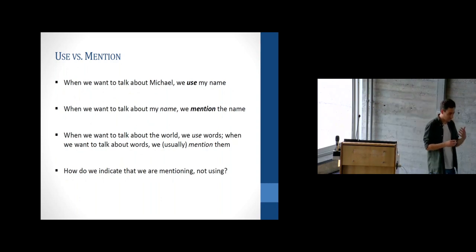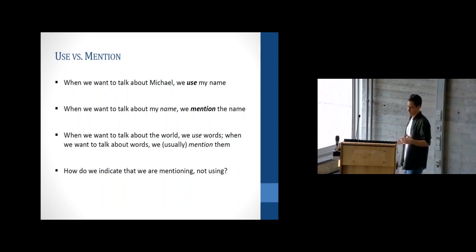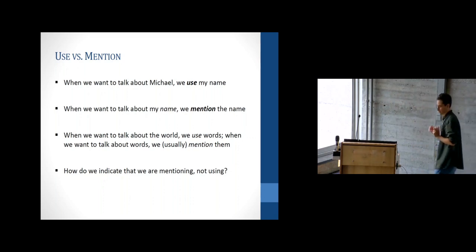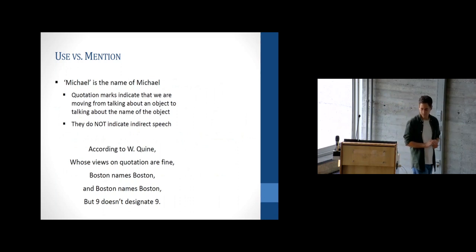So another way to think about it is that oftentimes we talk about the world, right? We talk about Michael, I'm talking about myself in the world, being a philosopher. Sometimes we want to talk about language, right? And when we talk about language or about words, we want to mention or pick up the words, and we do that using quotation marks. So you can say "Michael" in quotation marks is the name of Michael. You mention the name Michael and say this relates to this person, Michael.